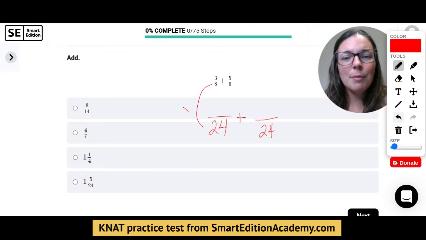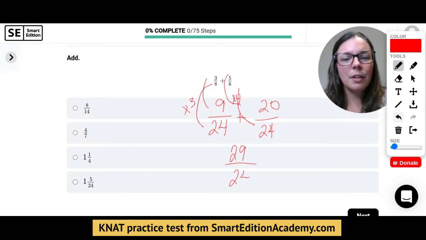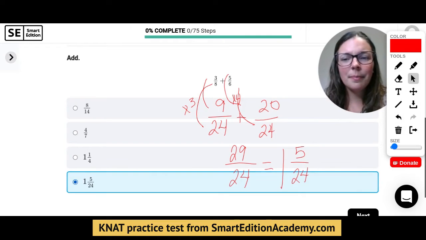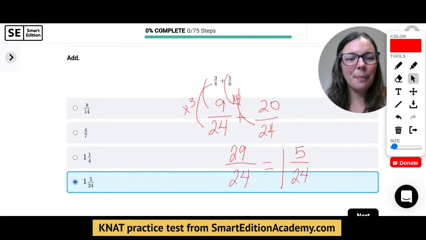So again, 8 times 3 is 24, so 3 times 3 is 9. 6 times 4 is 24, so 5 times 4 is 20. So 9 24ths plus 20 24ths is 29 24ths. 24 goes into 29 once with 5 left over. So 1 and 5 24ths should be our answer.